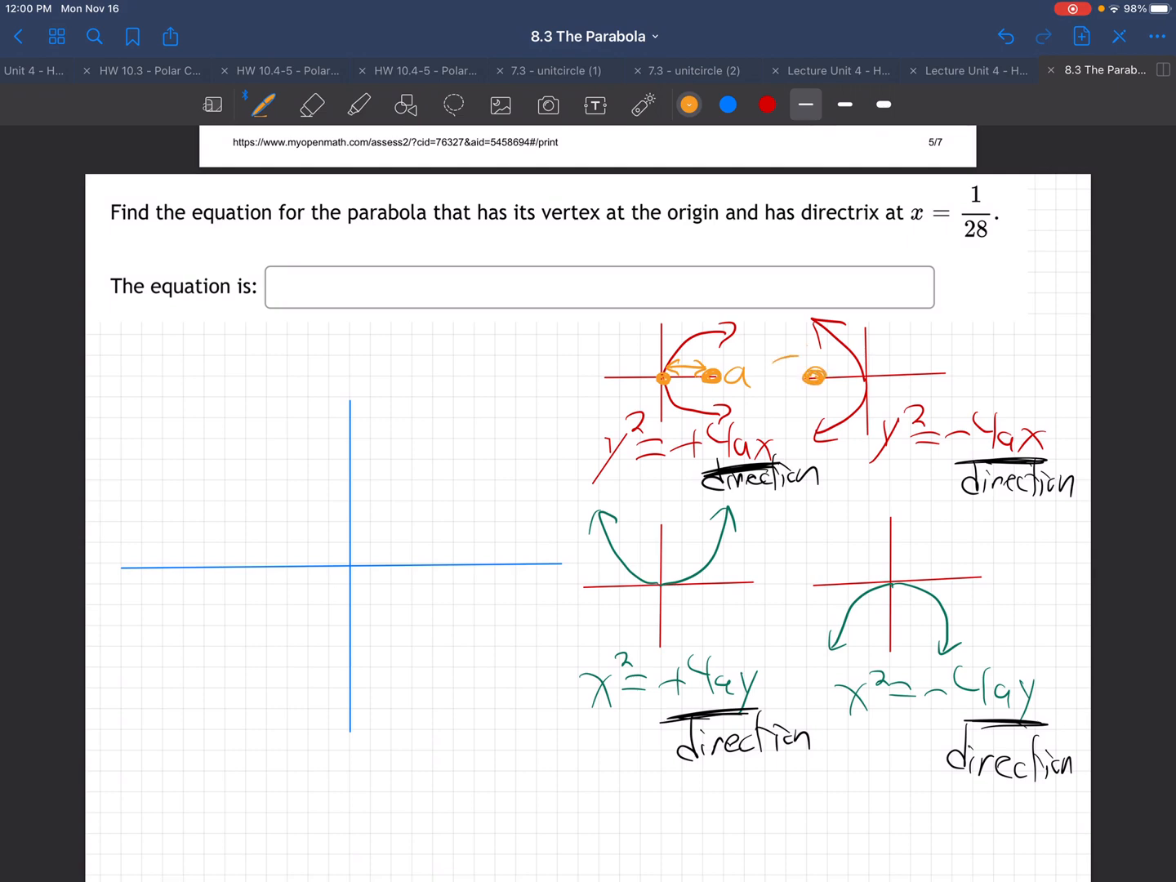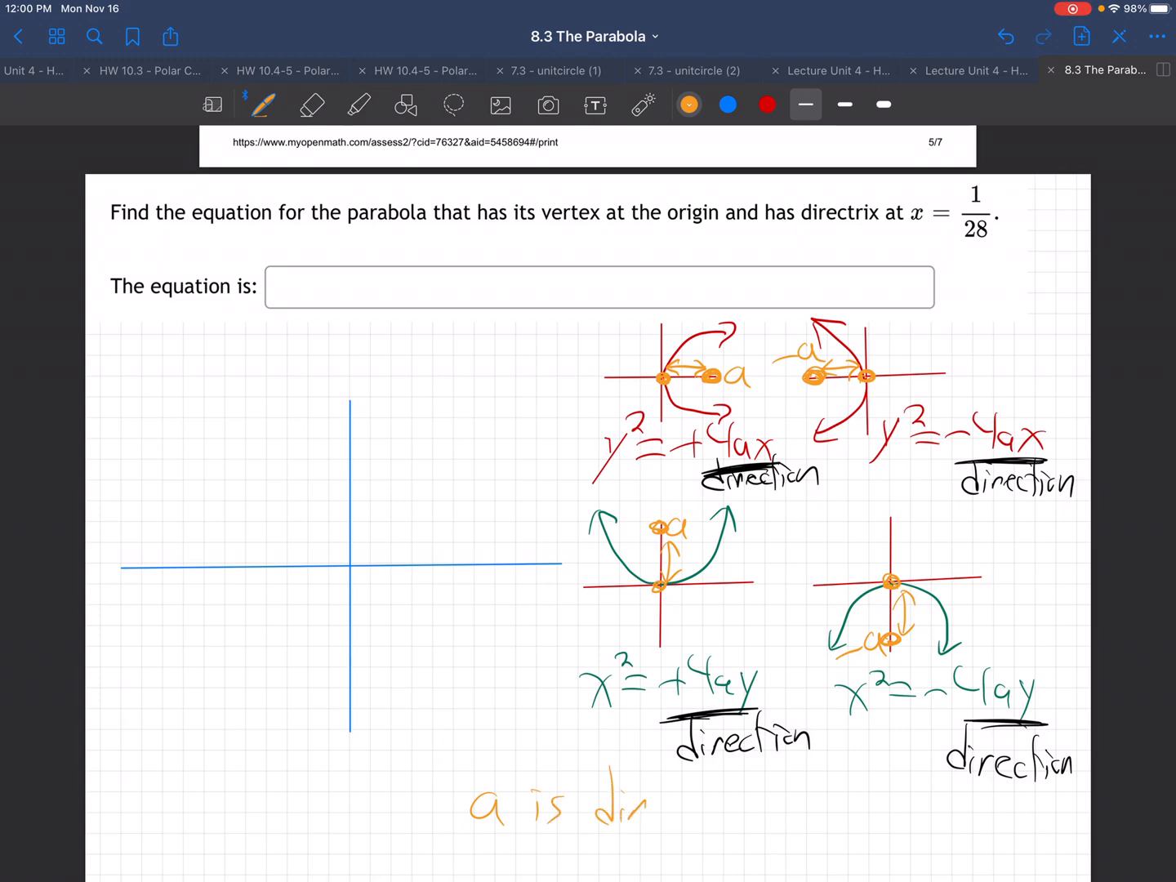So this one's at negative a, because it's back from the origin, right? Negative a there. This one is up, positive a, from the origin, from the vertex. And this one is down, negative a, down from the vertex.